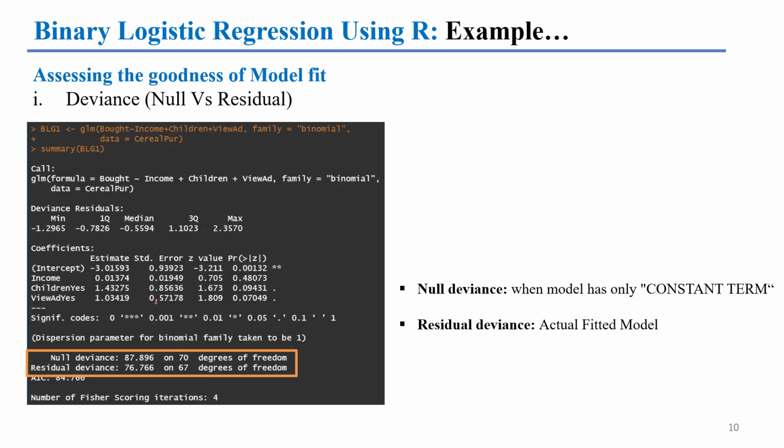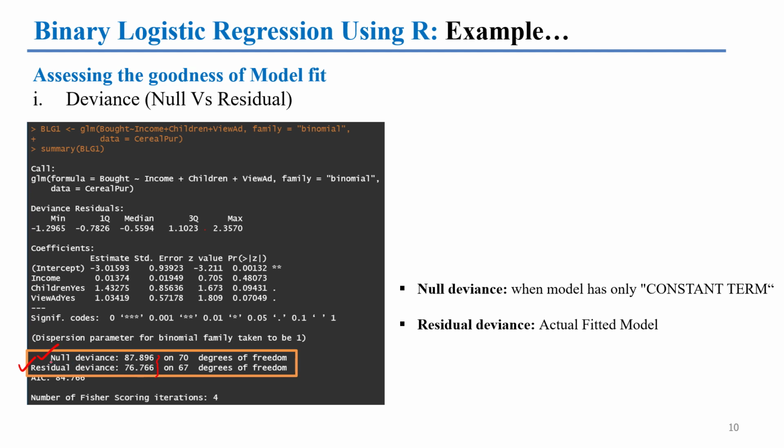So how can we do that? In the output of the logistic regression, we have two types of deviance. One is null deviance, another one is residual deviance. Okay, we are going to compare these two values. The smaller the deviance value, the better the model is.